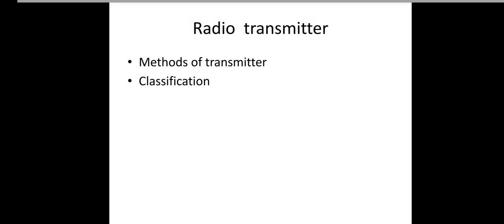Then the next topic is the radio transmitter. Radio transmitters are classified according to three methods: according to the type of modulation, according to the service involved, and according to the frequency ranges involved. Then the classification by modulation is used. Amplitude modulation of the radio transmitter.